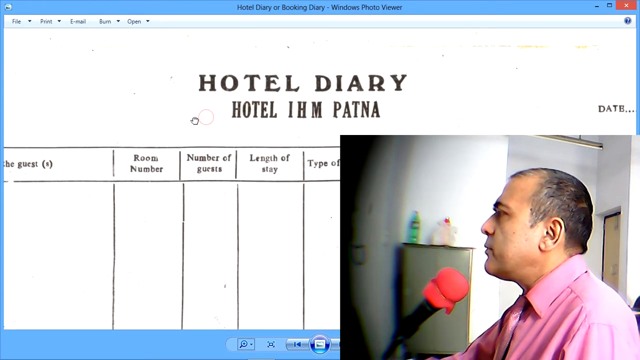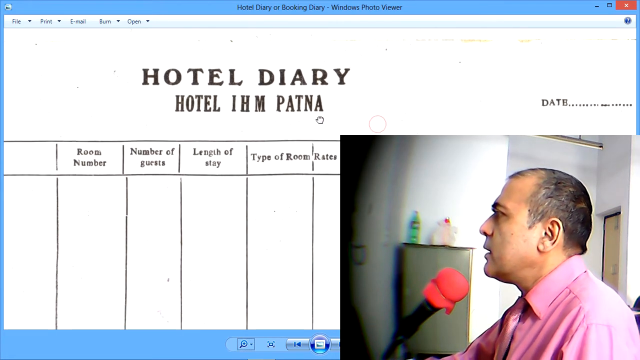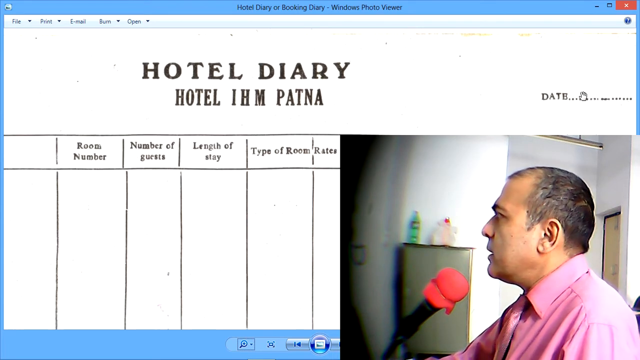As you can see, the form's name is Hotel Diary. Hotel IHM Patna, this is our college, my college. This is where I teach. And the date is on top.